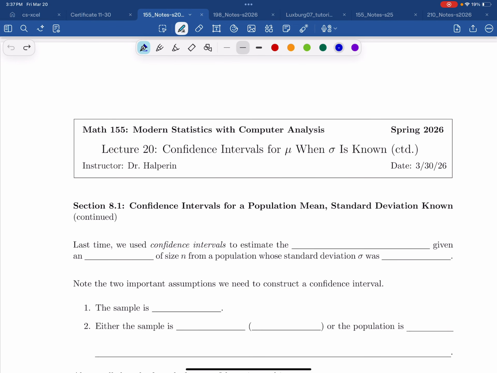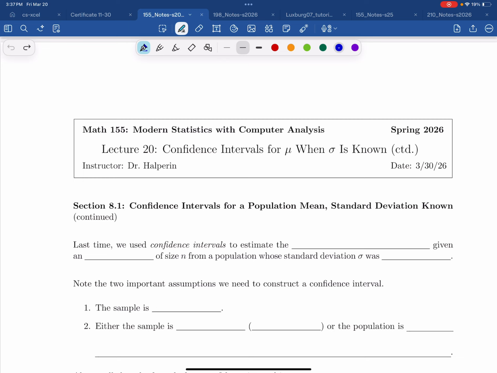Let's continue with confidence intervals. In section 8.1, we're still assuming that we know the population standard deviation. And remember, that's a bit unrealistic because if we're trying to estimate the population mean, it's usually not likely that we know the population standard deviation, but we're still going to assume it just for right now.